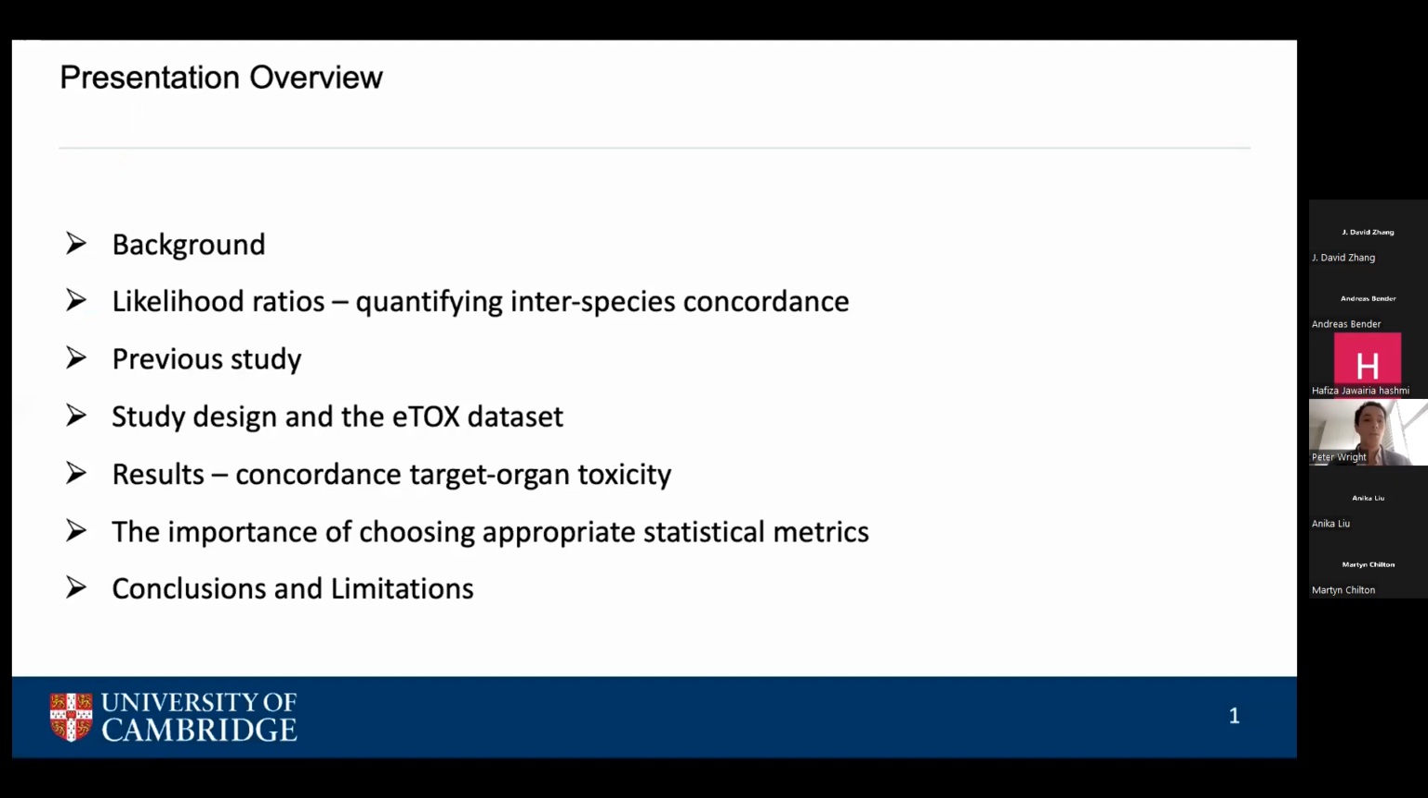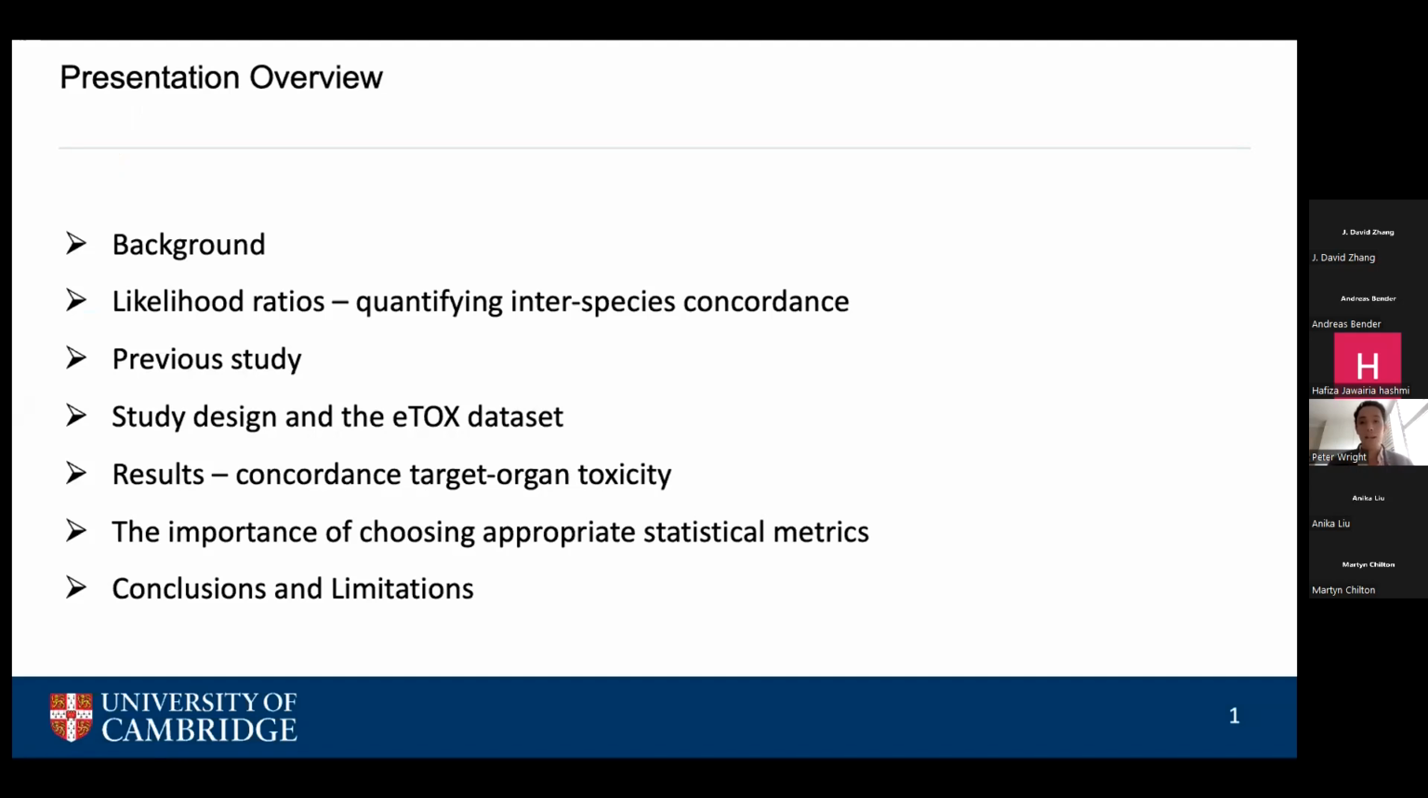This is just a quick overview of the presentation. Firstly, we wanted to give a brief background on the two species testing paradigm and how sometimes there are still undetected safety risks detected in humans later on. And then the potential utility of identifying findings that are concordant between two preclinical species in light of potential increased predictivity for human risk.